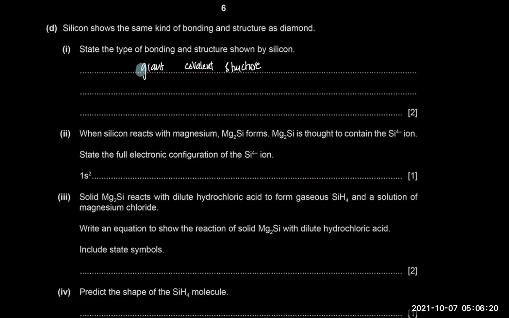So you get 1 mark for giant and 1 mark for covalent, essentially. You can also say it's a macro giant or macromolecular structure that contains covalent bonds. Same thing.